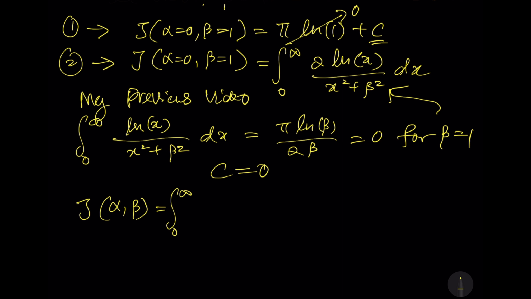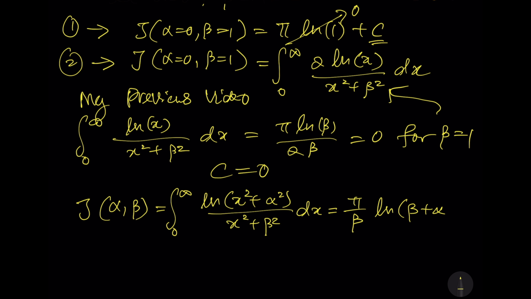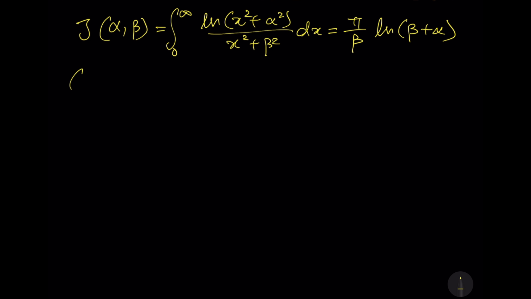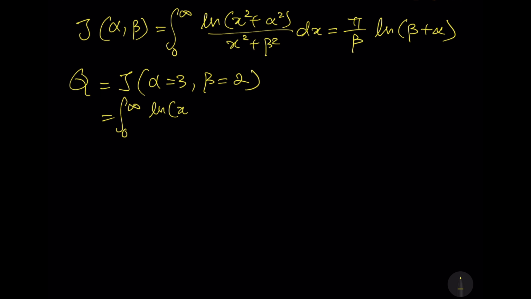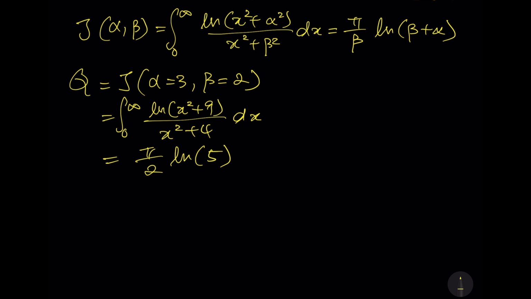Therefore, we have two expressions for J. The first one is the one we defined at the beginning of this video, and the second one is the one we found just now through the derivations. We know that the answer of this question is equal to J when alpha equals 3, beta equals 2. Therefore, we are coming to the conclusion of this video. The final answer of this question equals pi over 2 multiplied by natural log 5.